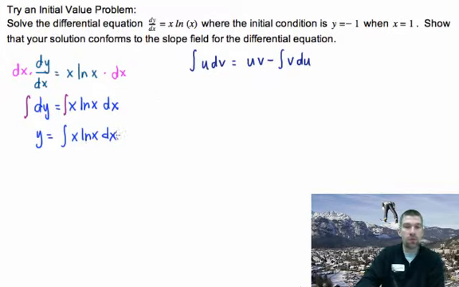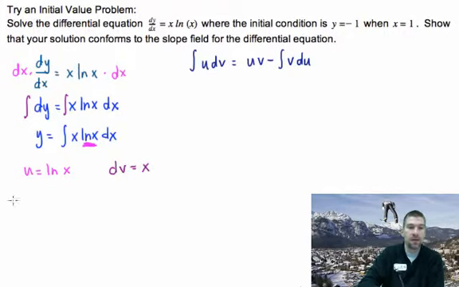How do you do parts? Well, remember, the first thing that we wanted to pick for u was a natural log. And we've got one now. We've got a natural log. So let's go ahead and let u equal natural log x. That means that dv is going to be x.